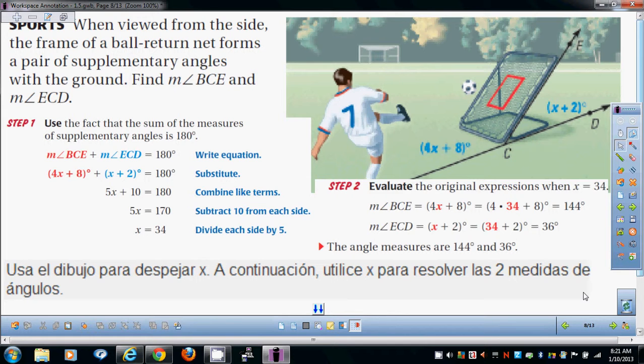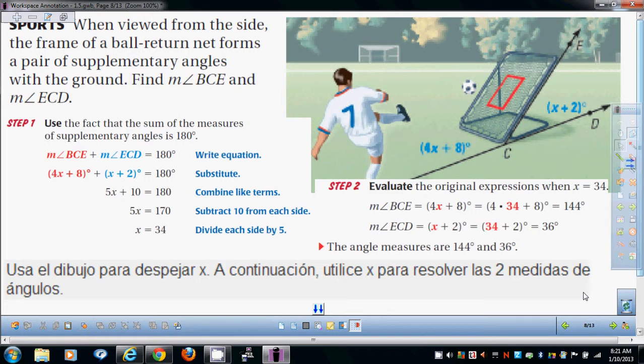We plug 34 into 4x plus 8. 144. Excellent. Plug it into x plus 2. When you are done, you can check. Are they, in fact, supplementary? So we did it correctly. Yay. Questions?